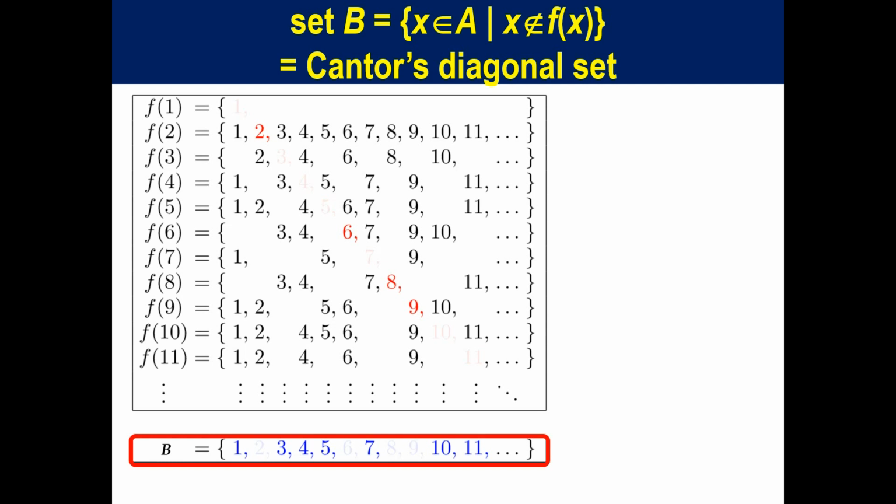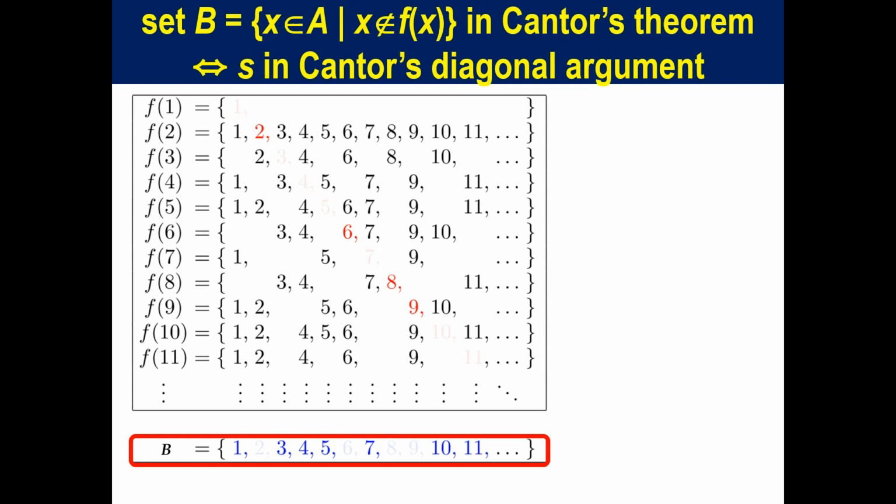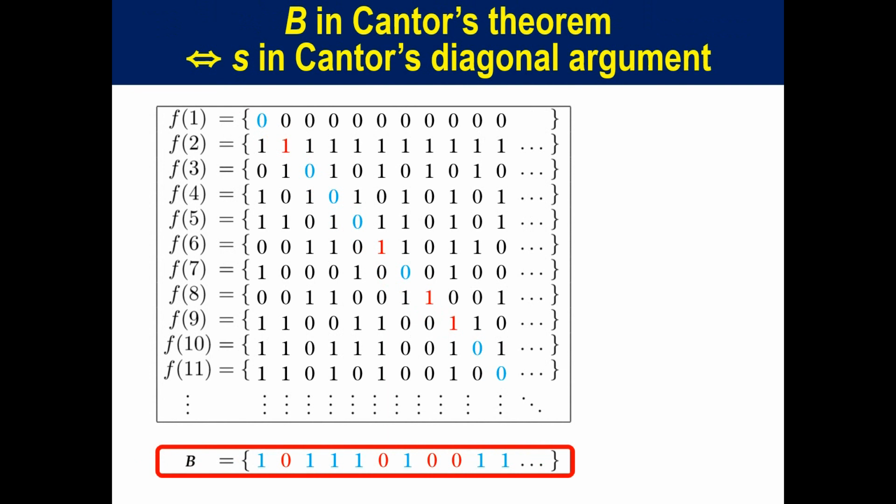Then, you note the similarity between this Cantor's diagonal set B in the Cantor theorem and S in the Cantor's diagonal argument, which can be seen more clearly by changing the presence or absence of each element in the set as 1 or 0. Then, fi becomes a list of binary digits, and b becomes a number of binary digits, ith digit complementary to ith digit of the set fi.